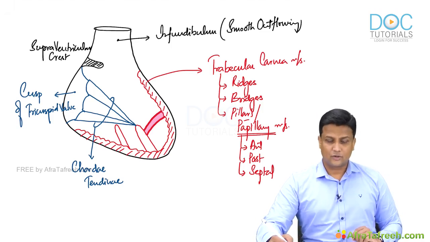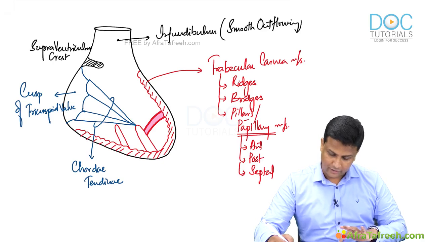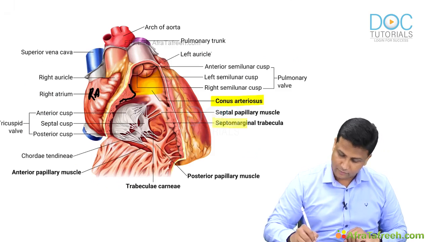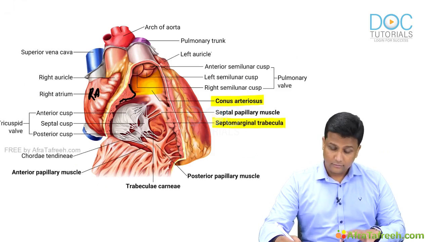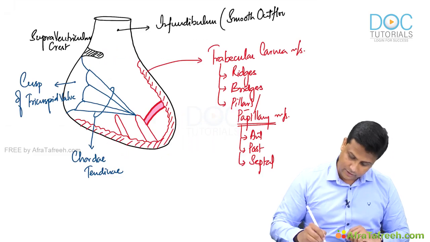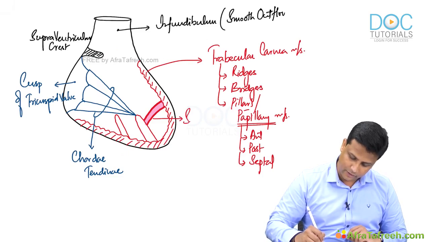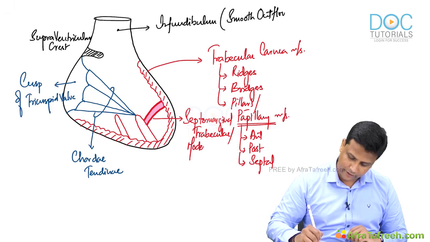So, that is actually the septomarginal trabeculae. Just appreciate here in this diagram. Yes, this is septomarginal trabeculae, or it is also known as the moderator band. Okay, has been asked like many times in your exams. So, this one here will be the septomarginal trabeculae, or else it is also known as the moderator band.